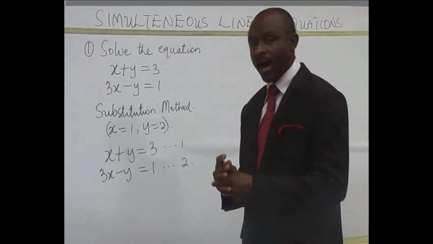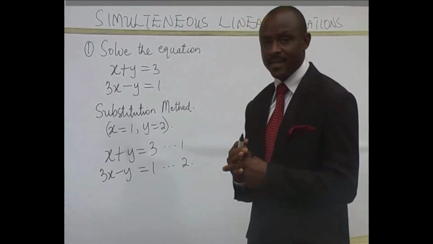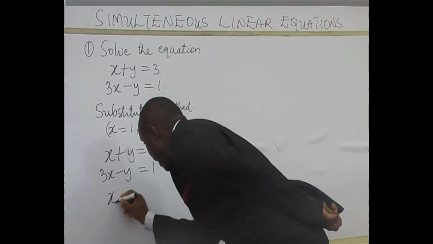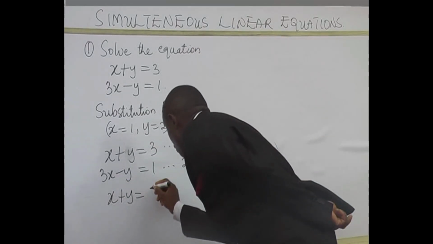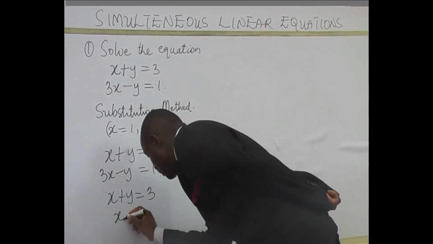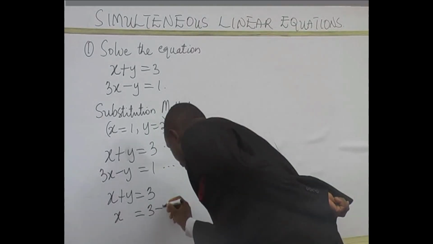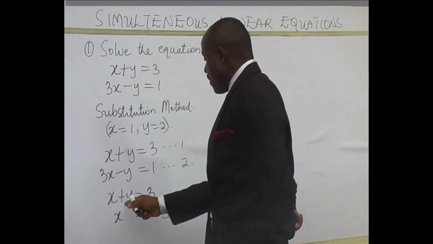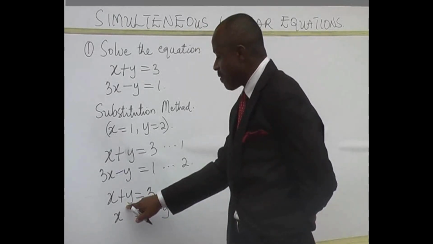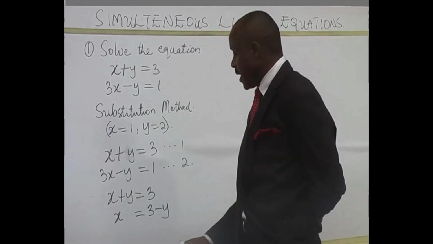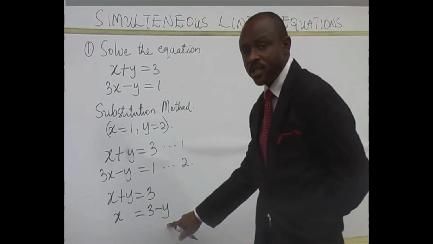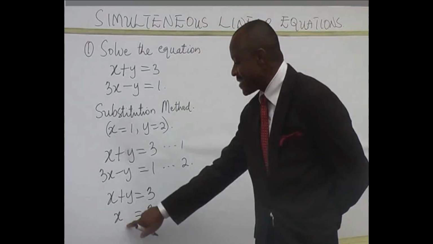Now make either x or y the subject of the formula from equation 1 or equation 2. Let's choose equation 1. So in equation 1, make x the subject of the formula. Bring out the equation 1. We have x plus y is equal to 3. That means x is equal to 3 minus y, subtracting y from both sides of the equation so as to eliminate y from the left hand side of the equation. Now that you have x is equal to 3 minus y, substitute 3 minus y for x in equation 2.